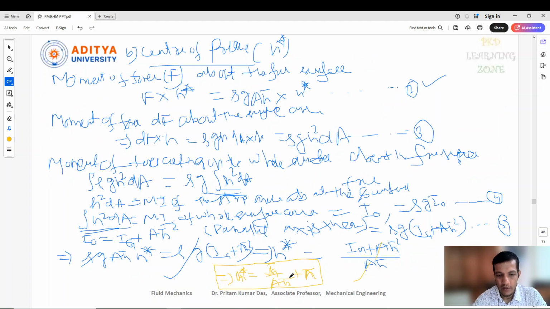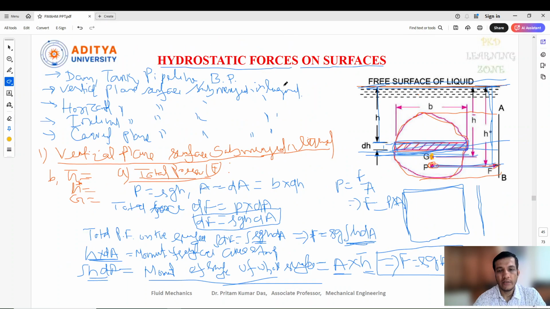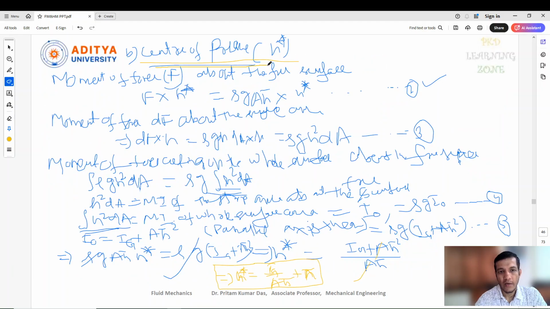Because here we got this equation, and this is all about the concept of hydrostatic forces on vertical surfaces when submerged in liquids, the total pressure and the center of pressure. I hope you understand.